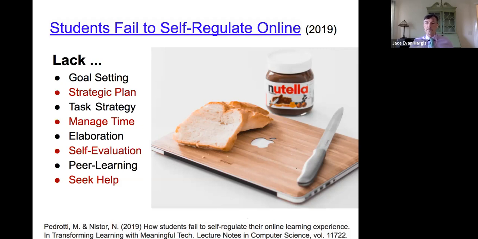Okay, I don't see any questions there. This is some recent research that I just thought I would share. There are no surprises here: there's some really clear research on what students are doing or aren't doing that's keeping them back from becoming more efficient at self-regulating. They're not setting goals. They're not creating some sort of plan. Their time management, I think we could talk about this forever.